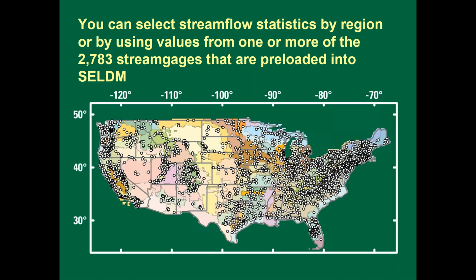Again, with the latitude and longitude, you can select stream flow statistics by region. The ecoregions are these pastel polygons, and then the white circles are individual stream gauges that we incorporated into SELDM. We tried to find more natural stream gauges so that they wouldn't be heavily affected by flows from dams and water supplies. So you can see it's easier to find a lot of stream gauges in humid areas, and there are a few gauges in the arid areas that meet the criteria.